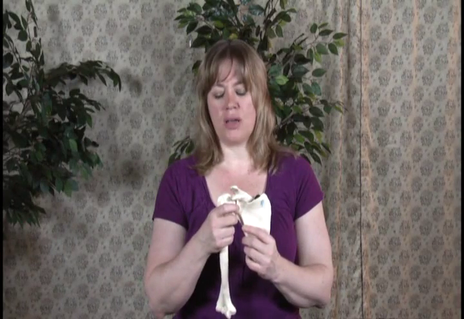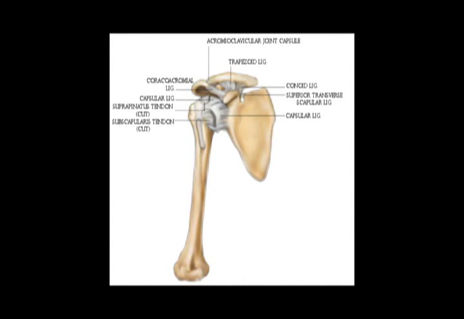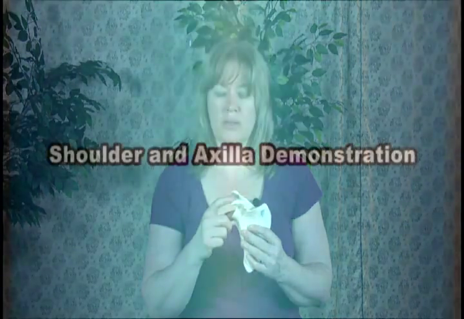The first thing I want to talk about is the coracohumeral ligament. The coracohumeral ligament comes from the coracoid, comes across the joint capsule. So it is superficial or on top of the joint capsule and attaches to the humerus. The next ligament I want to talk about is the coracoacromial ligament.